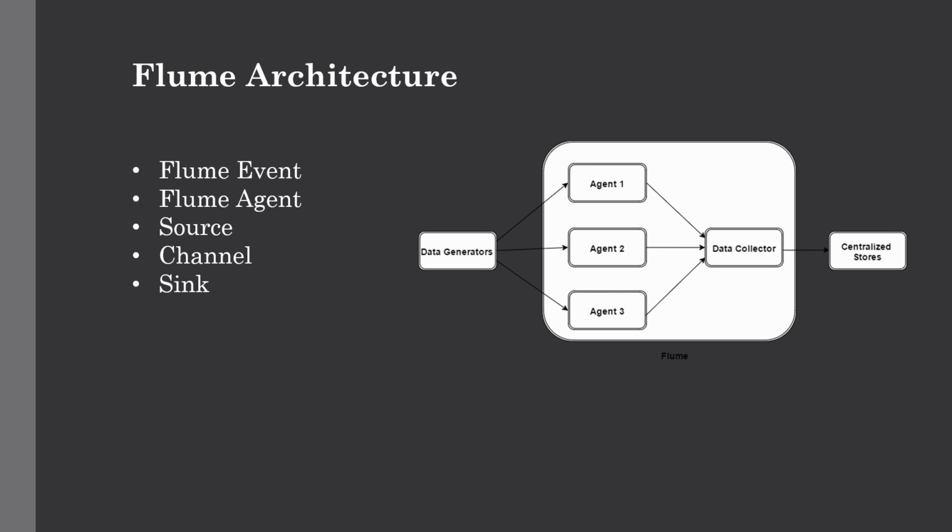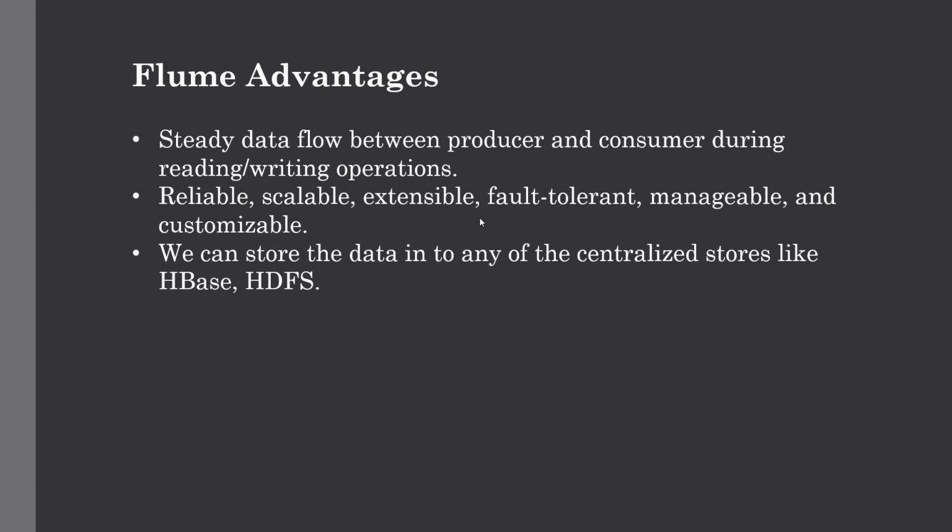So now at last, let's discuss some of the advantages of Flume and why we use it. As you already know, it has a steady data flow between producer and consumer during any operation like reading and writing back to any centralized repository. And it has a reliable, very scalable and fault tolerant architecture, which makes it a good choice for mission critical applications which can handle huge amounts of data, with reliability in mind, and your data should be highly available for those tasks.